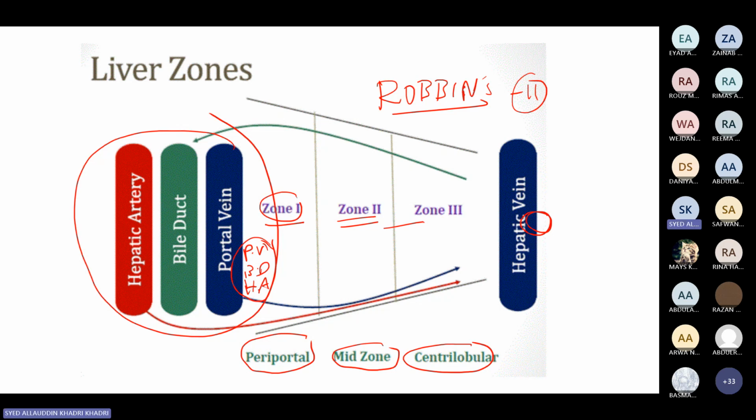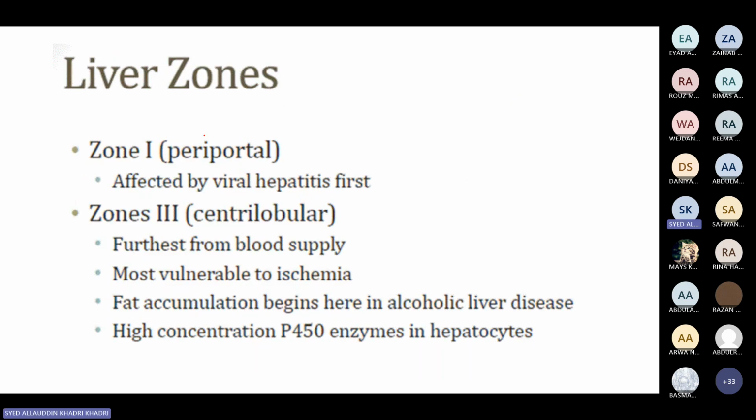Zone number 1 has a good blood supply. It's called the periportal area. This is affected by viral hepatitis first. And this is again an MCQ which can come in the examination. We can ask you even in the practicals.